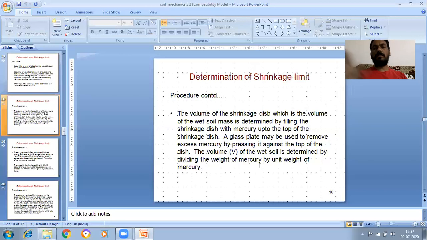Unit weight formula is weight by volume. This much amount of mercury we are taking into the dish. That's why the weight is divided by gamma d, where gamma d is the unit weight of the mercury. So what will we get? We will get the volume of the mercury. Volume of the mercury is nothing but volume of the dish, and volume of the dish is nothing but volume of the soil. Like that, we determine the volume of the soil.